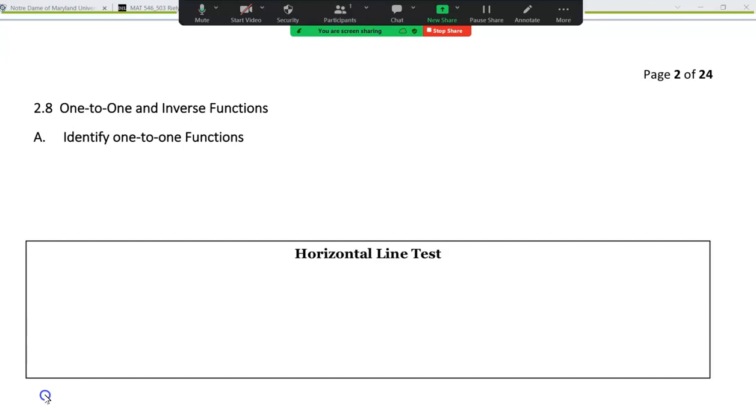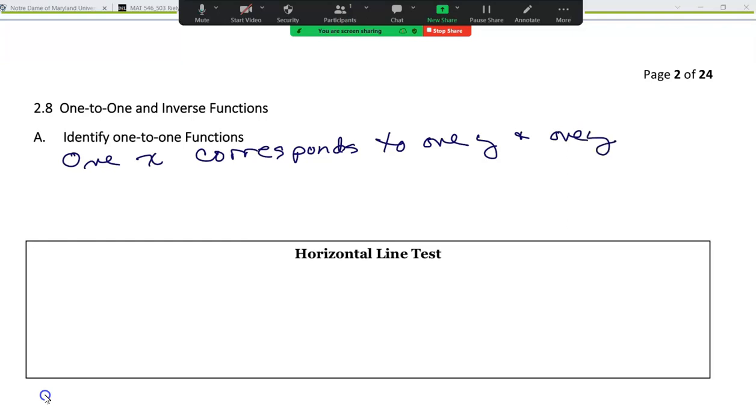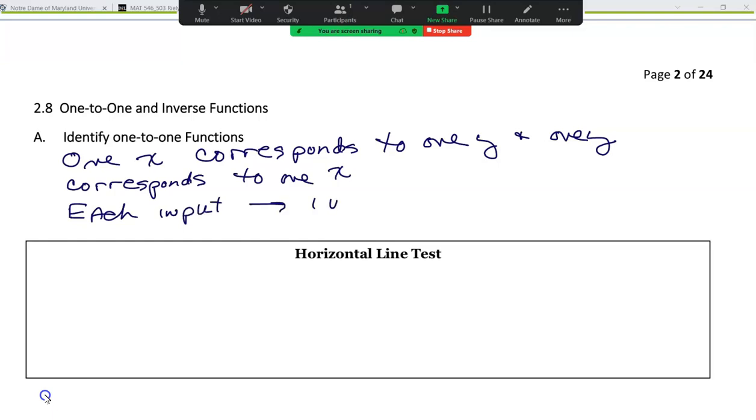How do we know we have a one-to-one function? Okay, we have a one-to-one function when 1 x corresponds to 1 y, and 1 y also corresponds to 1 x. Okay, so each input yields one unique output.